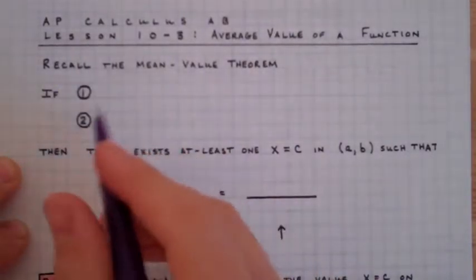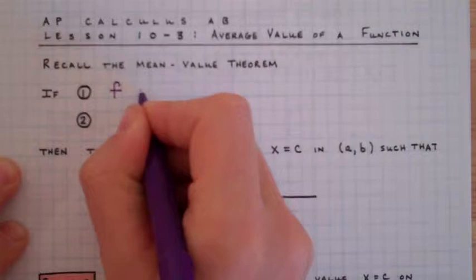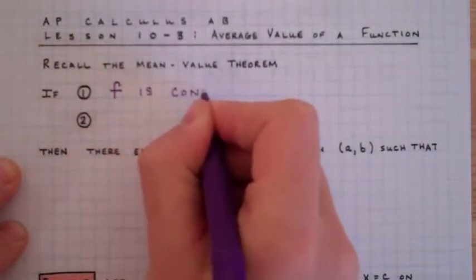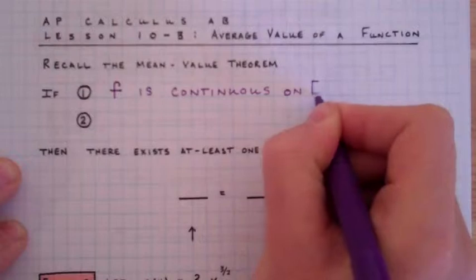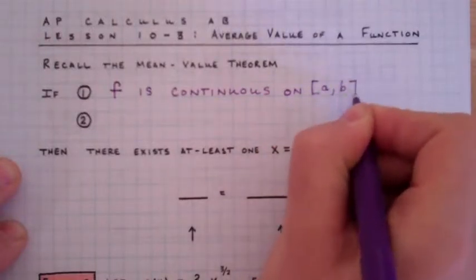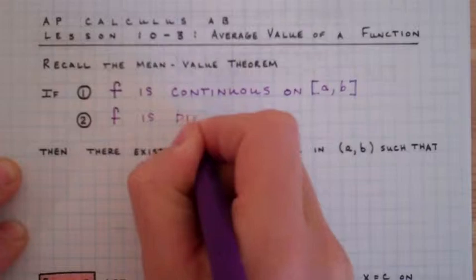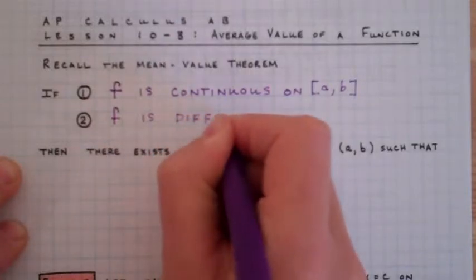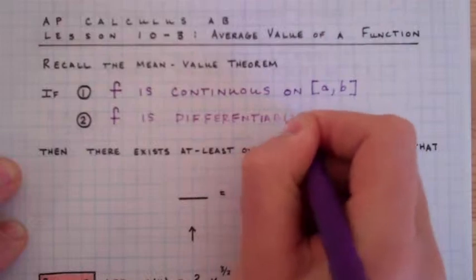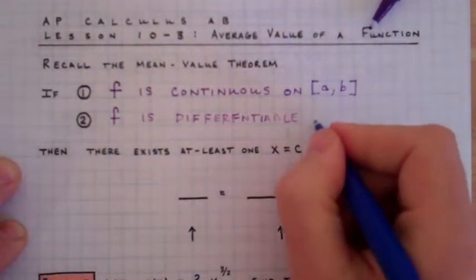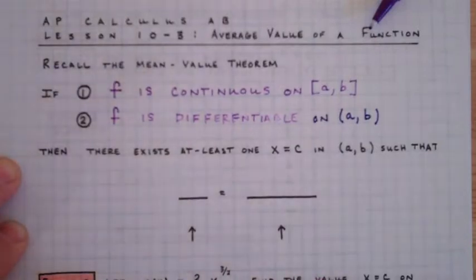Here's how the mean value theorem is stated. If two things are true, the first being that our function is continuous on an interval starting at a, ending at b, and including both endpoints, and the same function is differentiable on the same interval, not including the endpoints, then we can come to this conclusion.